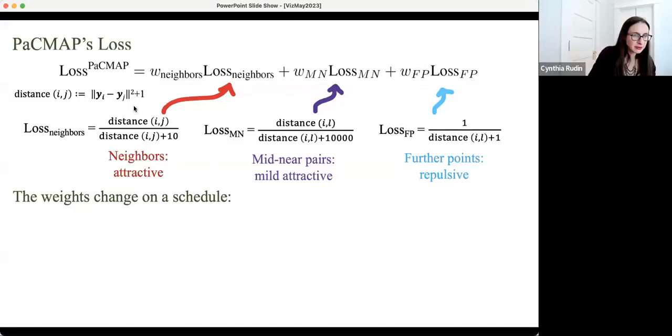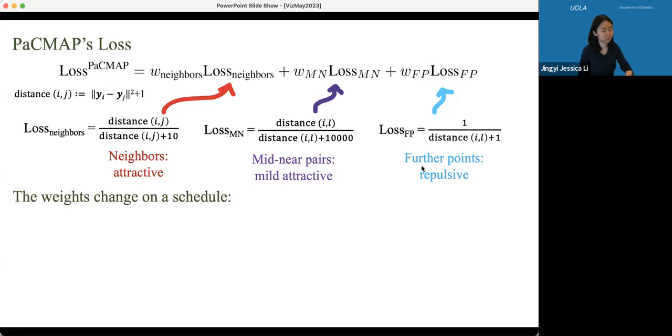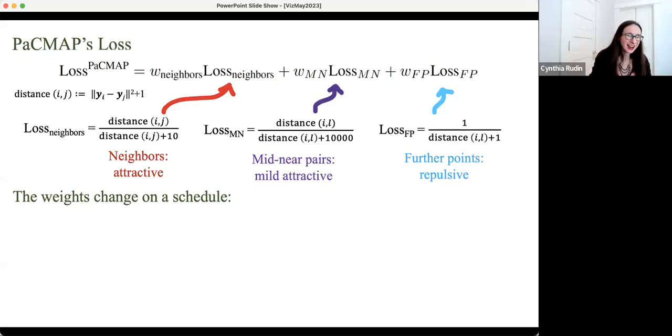So the hardest part is, let's see, share again. So the hardest part is just computing all these graph components, right? So once you compute the graph components, you're literally doing gradient descent on this loss function. It's just so fast.